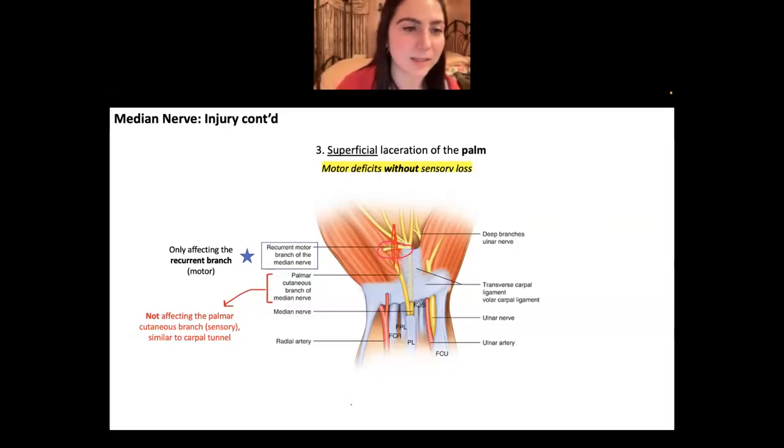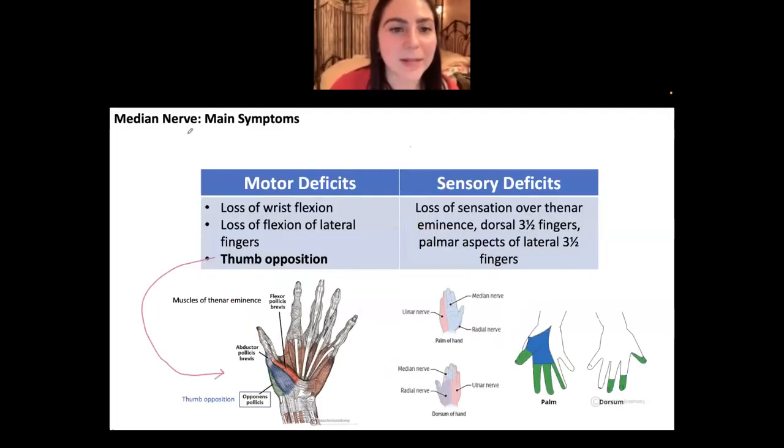You're not really hitting this palmar cutaneous. Okay, so it's spared, similarly to carpal tunnel. All right, and then so motor deficit. So what are the things that you'll see?